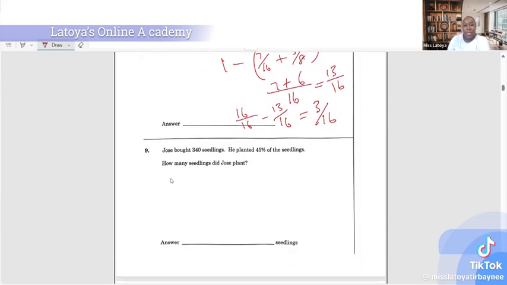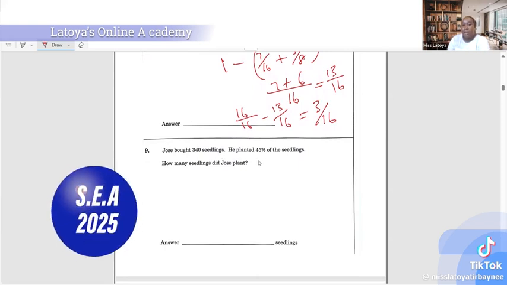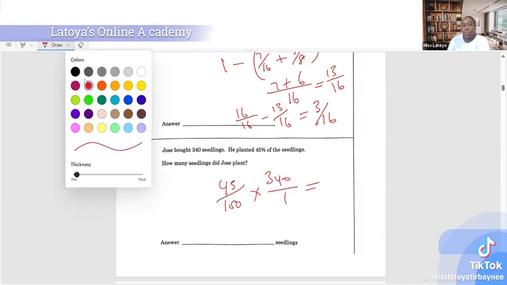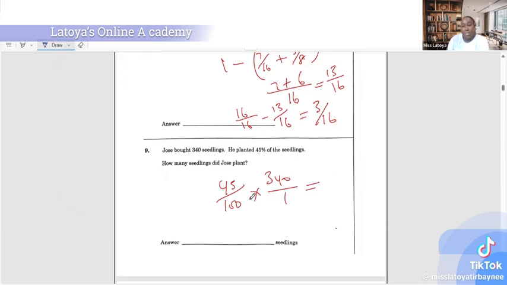So question number 9, 340 seedlings were bought. He planted 45% of these seedlings. How many seedlings did he plant? So we simply have to find 45% of 340. Of course, you can reduce. We will reduce differently, but we'll get the same answer.